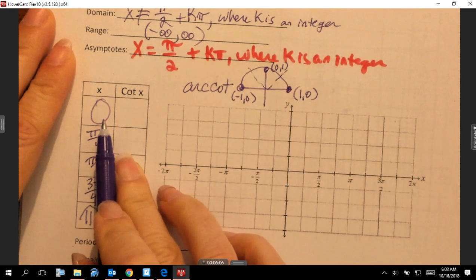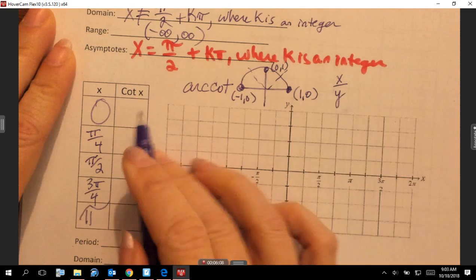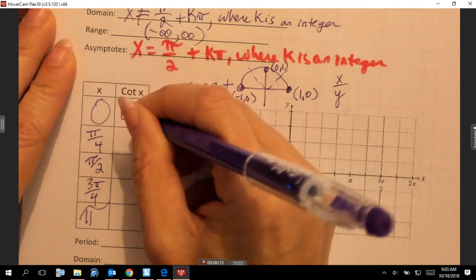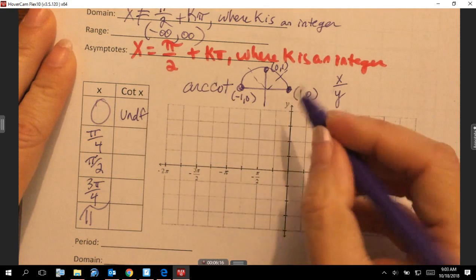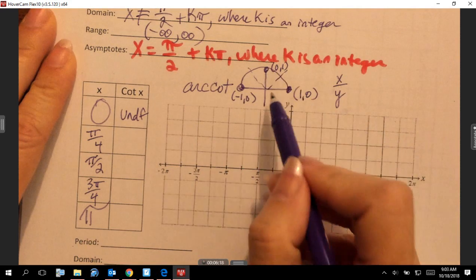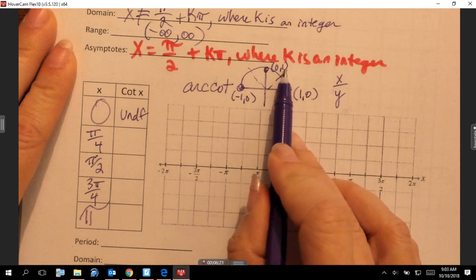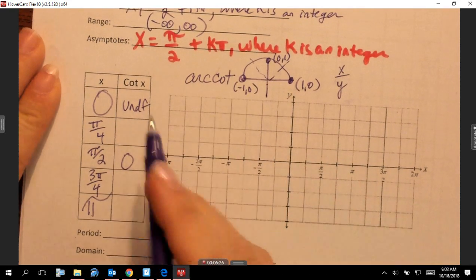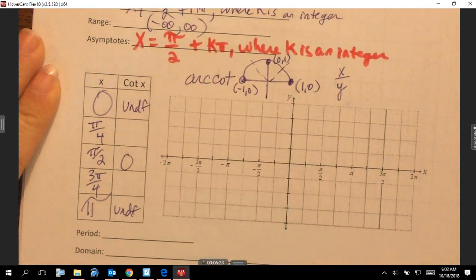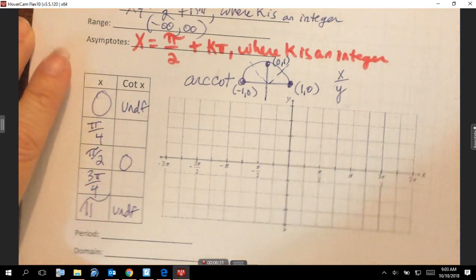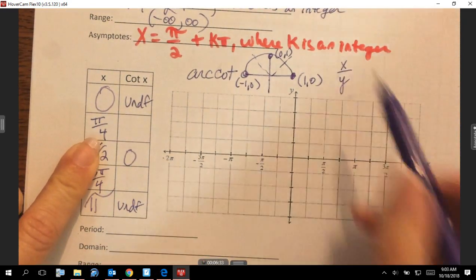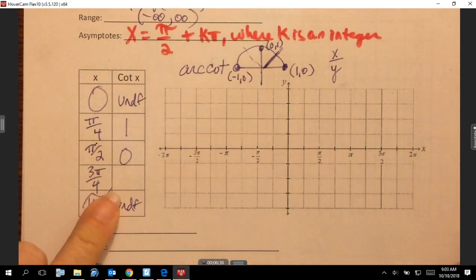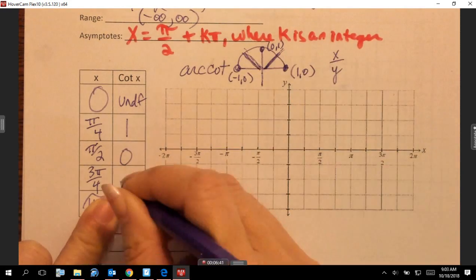What is cotangent, x over y, at 0? Undefined. I'll just do the quadrantals first. At pi over 2, x over y is 0. At pi, it's undefined. And then at pi over 4, what quadrant? First quadrant, so it's going to be a positive 1. And then 3 pi over 4 is second quadrant, so it'll be a negative 1.